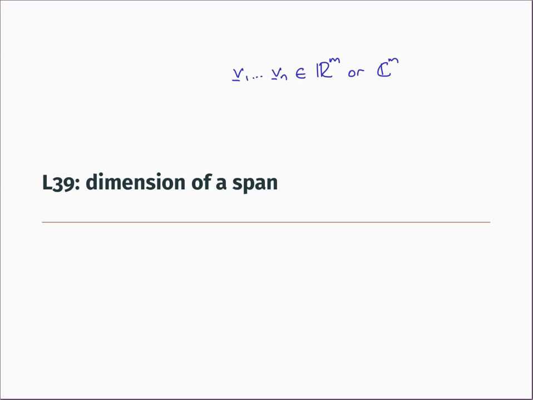Let's say you've got a sequence of vectors v1 up to vn belonging to R^m or C^m. The span of those vectors is a subspace of R^m or C^m. So you might want to know, how can I find a basis for that span? Or how can I find the dimension of that span? That's what we're going to do in this video.